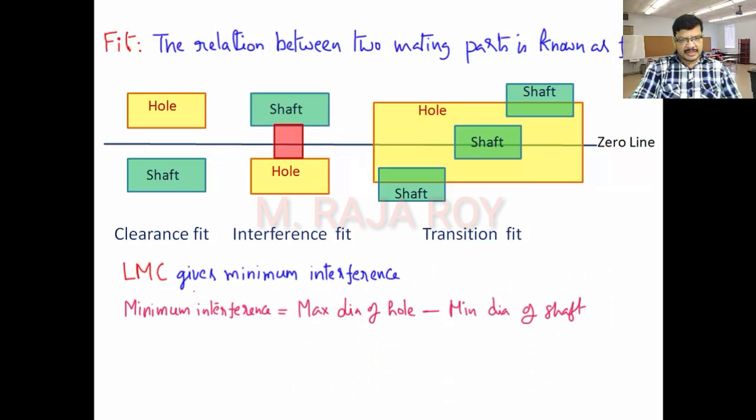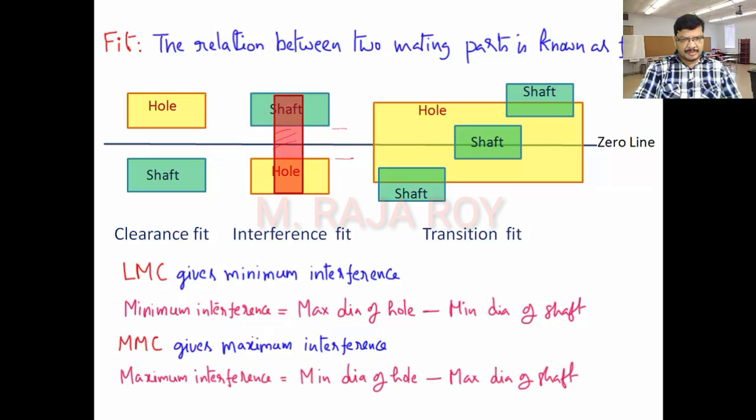Now what is the LMC condition? LMC condition gives the minimum interference. So here whatever interference you are getting, that will be minimum. Observe here, this here to here. That means maximum hole, minimum shaft. In that case, this much interference you will get. Okay. Now MMC. Observe the MMC condition. In that you will get the maximum interference up to here to here. This all is the interference zone.